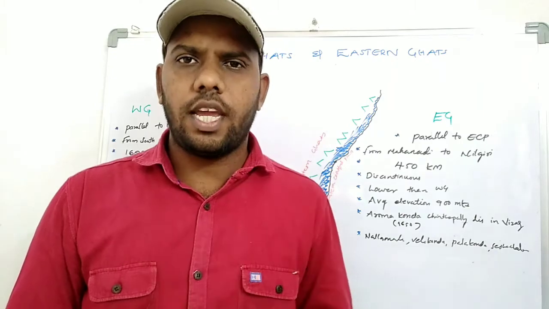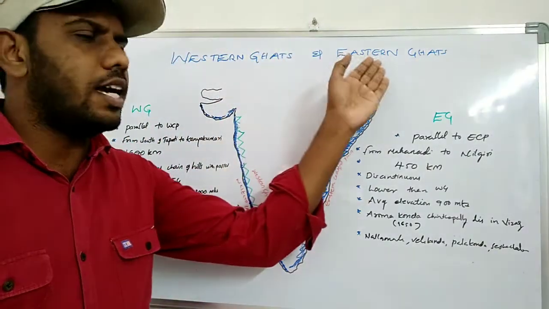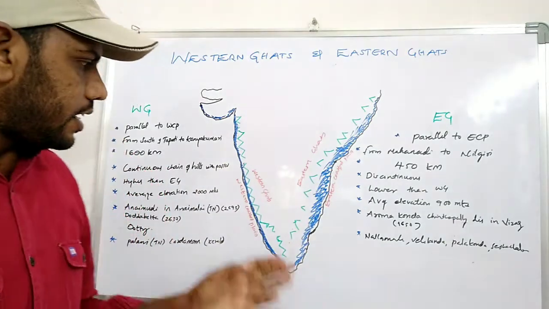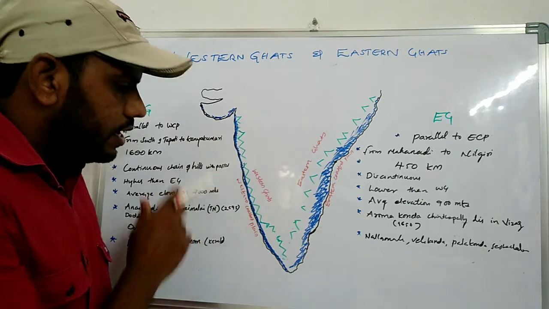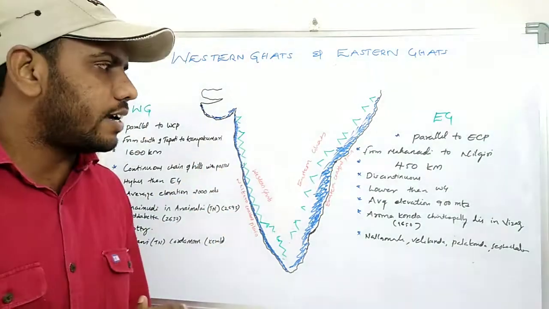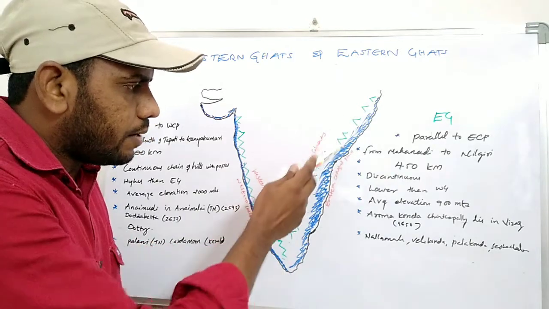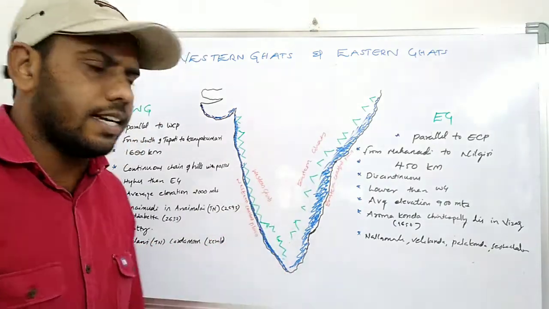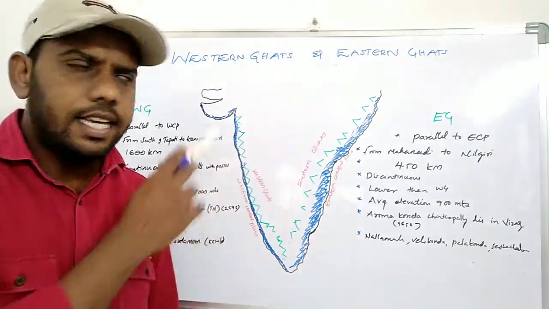Okay children, let's look at the topic. Here are the Western Ghats as well as the Eastern Ghats. The portion I drew in green color here is the Western Ghats, and the portion I drew with the green pen on this side is the Eastern Ghats. Already we know that the Western Ghats are in the west and the Eastern Ghats in the east.